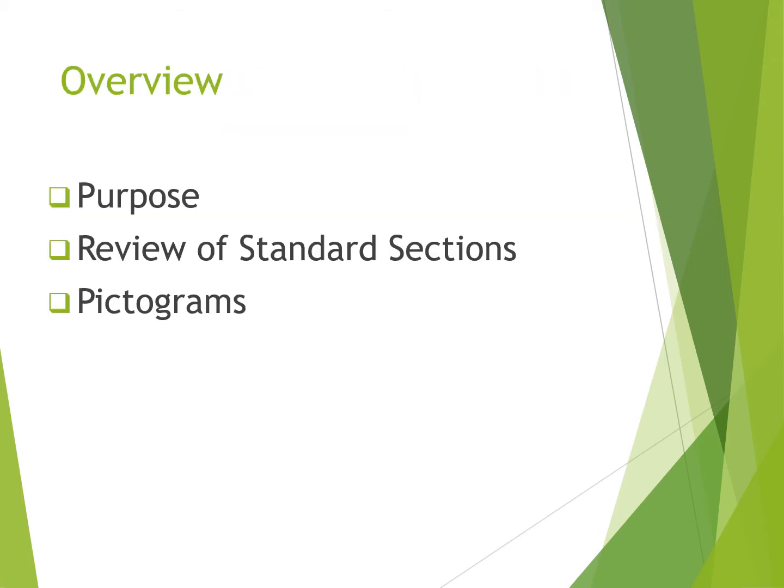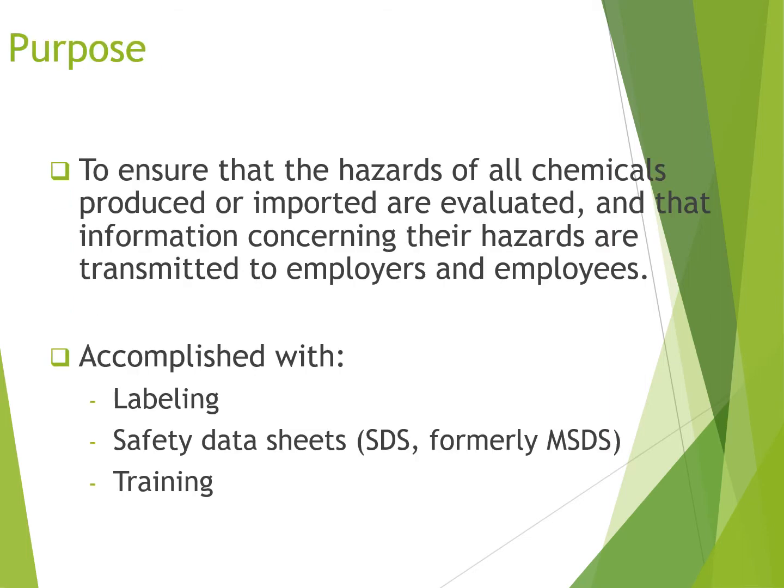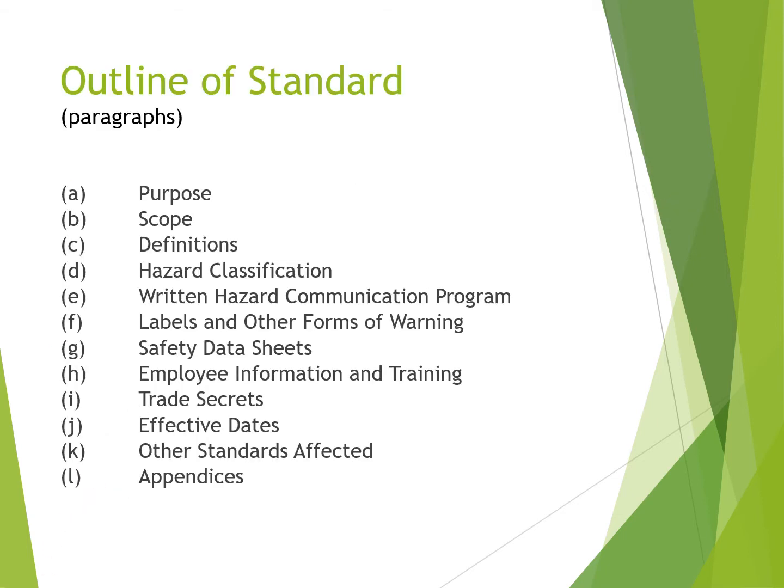sheets and labels. We're going to talk a little bit about the purpose of the regulation, talk a little bit about each of the sections in the regulation, and talk about labels, pictograms, and safety data sheets. Basically, the purpose of the hazard communication standard is to make sure that you understand what the hazards of the chemicals are. And that's basically accomplished with three things. There's labeling, safety data sheets, and training. We're going to talk about all those, of course.